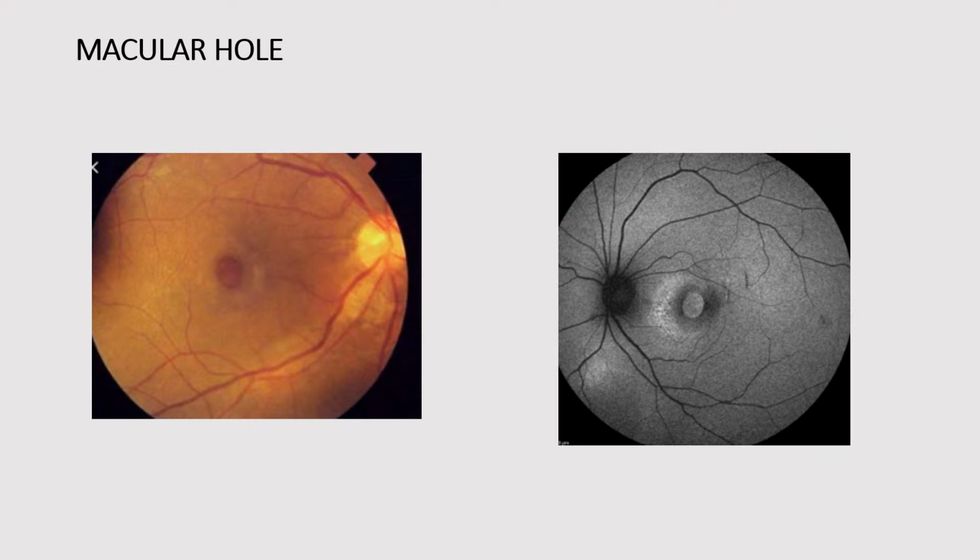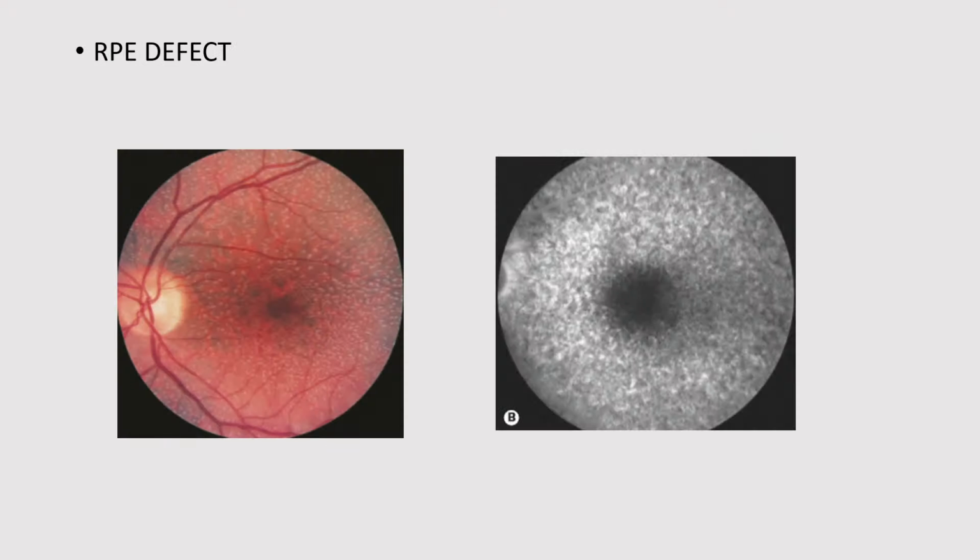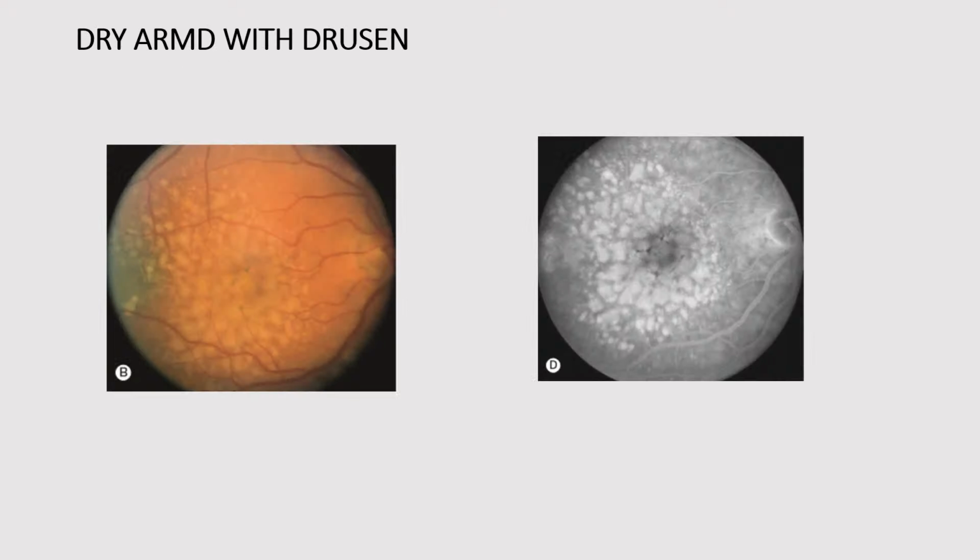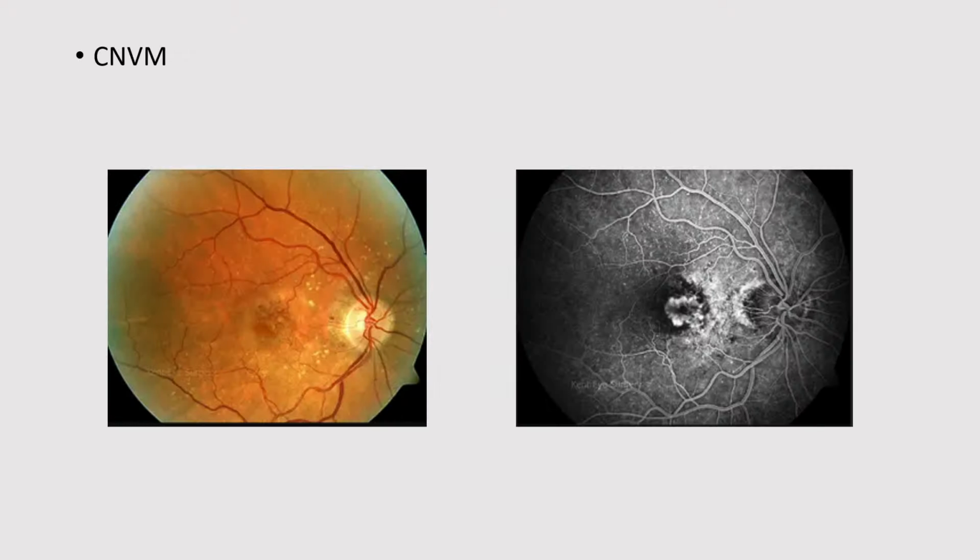In the macular hole we can see window defect. In RPE defect. Case of dry ARMD with drusen. CNVM condition.